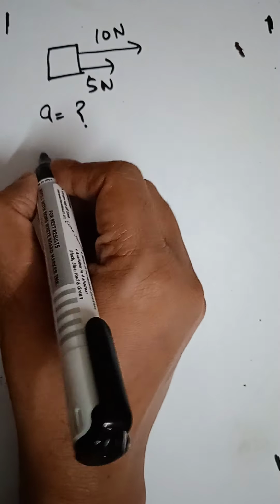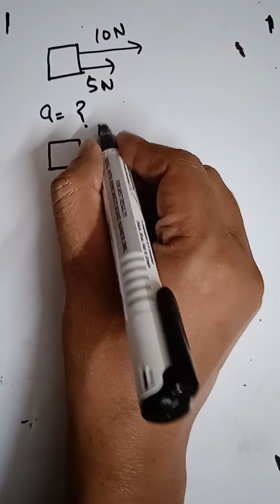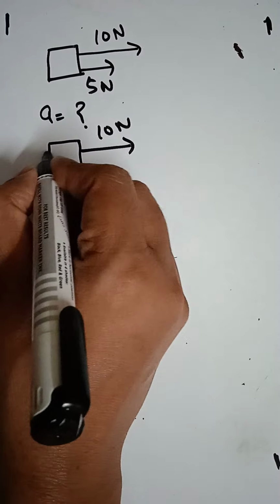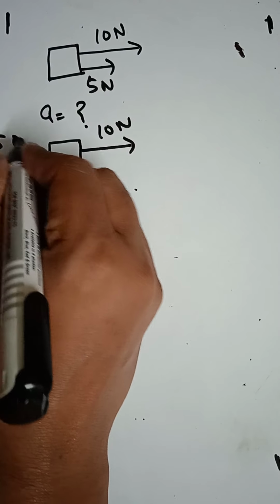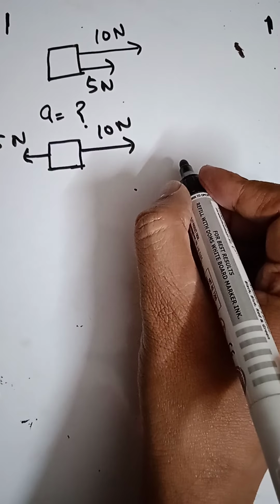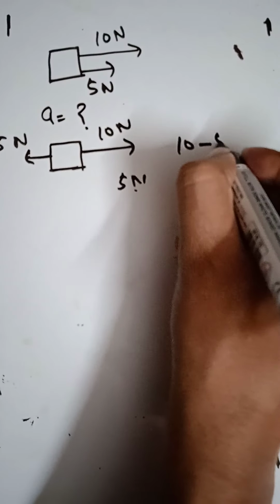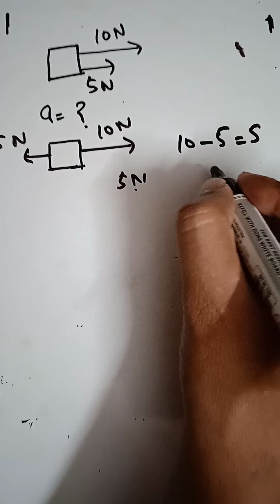But now let's say if I'm applying the force 10 Newton like this and 5 Newton like this, it will still move with a certain force in the forward direction, which we know is 5 Newton because we know 10 minus 5 will give me 5 Newtons, right?